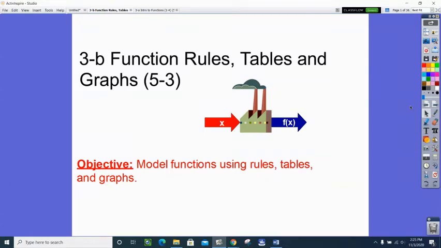Today, we're going to take our discussion of function rules and we're going to start doing some graphing. So, we're going to be using that coordinate graph paper I handed out. You are welcome to take out a piece of that right now.